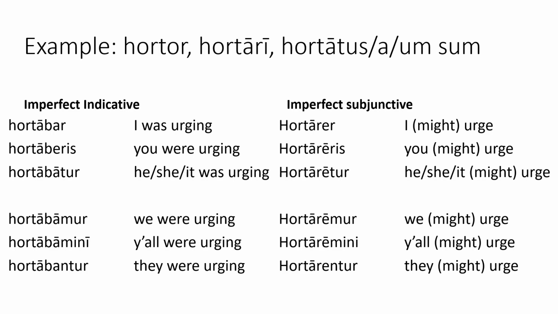As I mentioned 2 slides earlier, the imperfect subjunctive is normally formed by adding the personal endings to the present active infinitive.